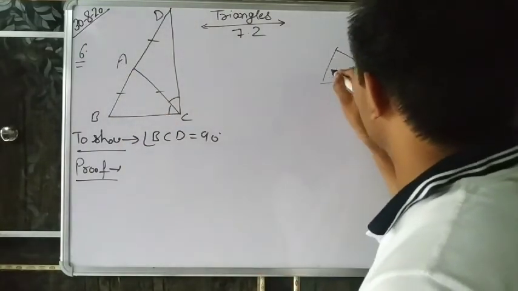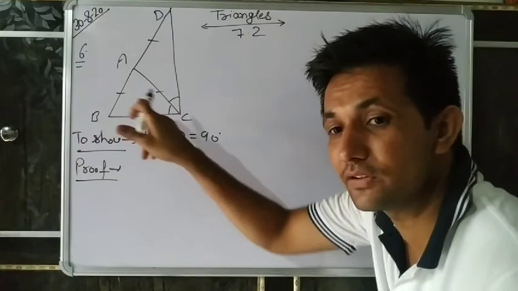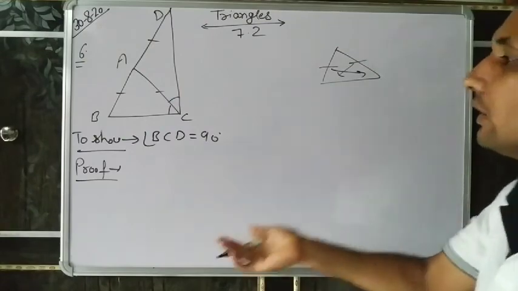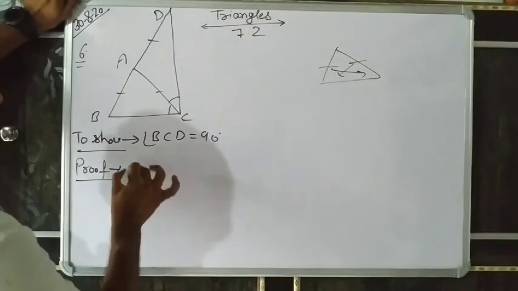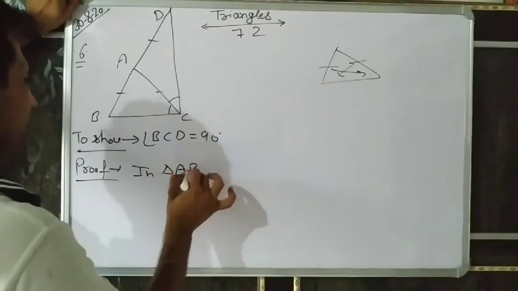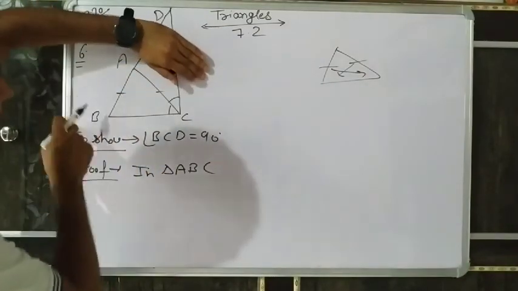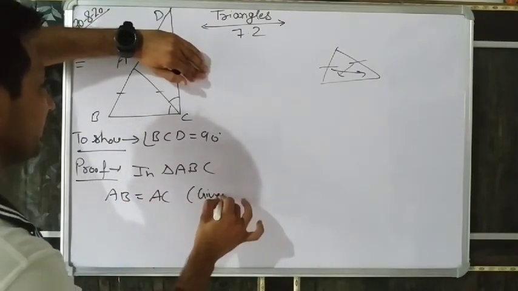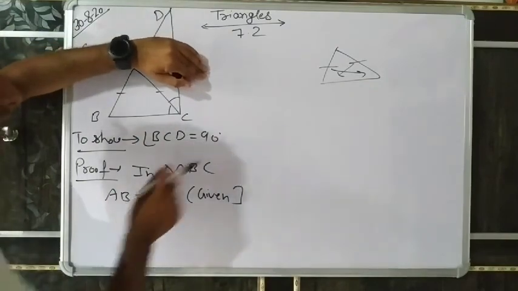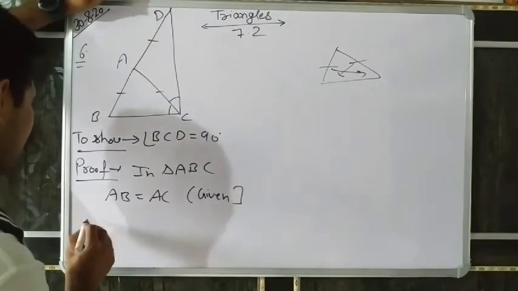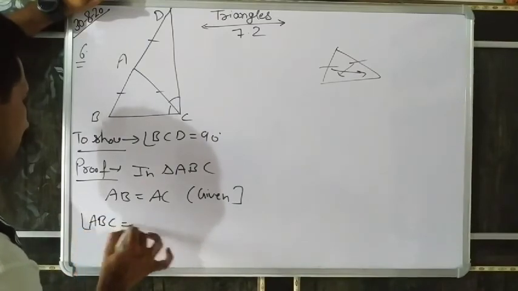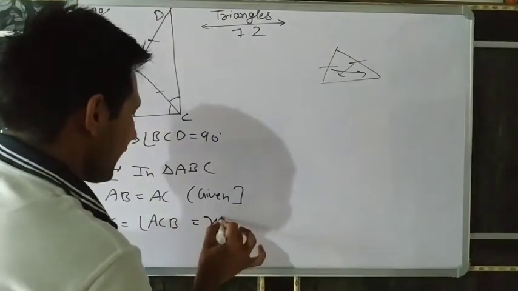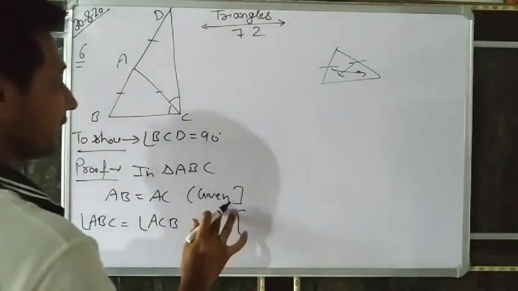ABC is an isosceles triangle. If two sides are equal in a triangle, the opposite angles are always equal. So we will use this. Write: in triangle ABC, AB equals AC, it is given. And if two sides are equal, then the opposite angles are always equal. So you can write angle ABC equals angle ACB. If both are equal, let them be equal to X degrees. Understand or not?